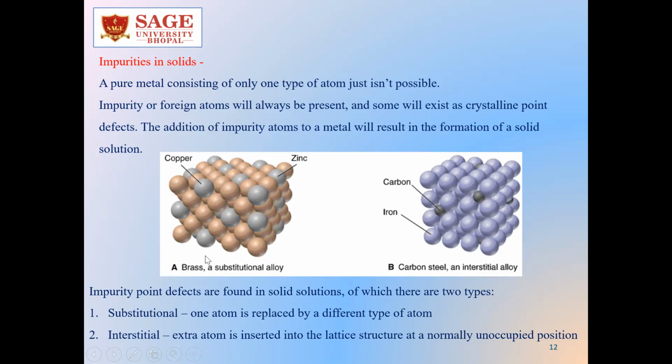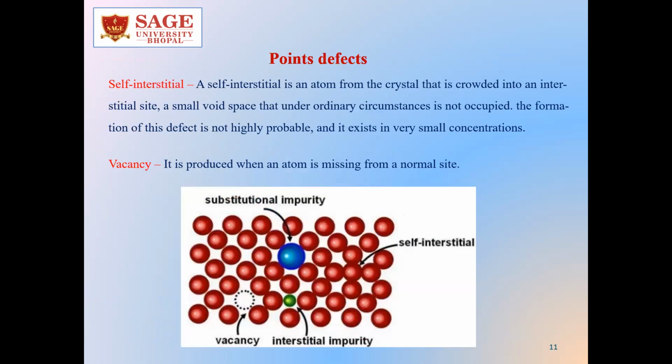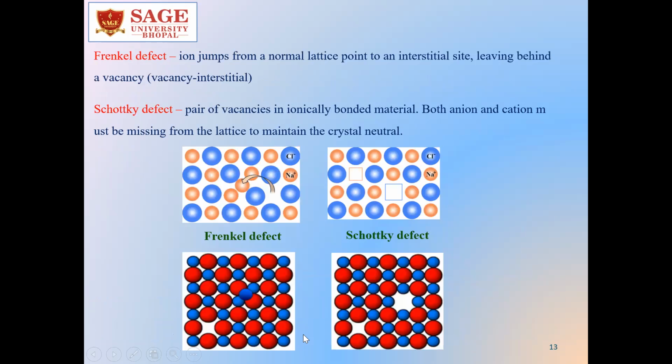Okay. In case of brass, this is a substitutional alloy. That is, one atom is replaced by a different type of atom. In case of carbon steel, it is an interstitial alloy. That is, an extra atom is inserted into the lattice at a normally unoccupied position. Okay, so in this picture, this is the example of substitutional impurity. This is the example of interstitial impurity.